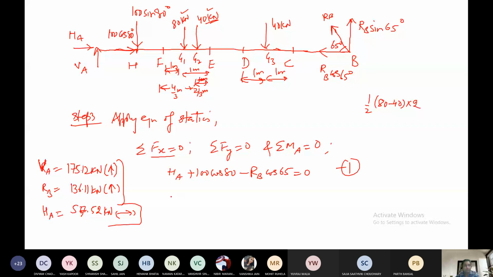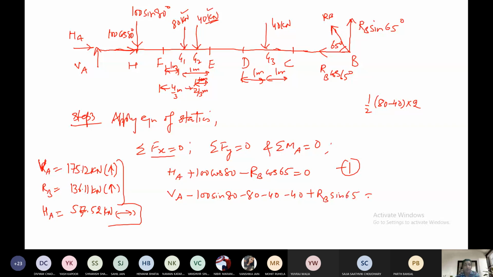Then for Fy, you can see what the different forces here are. VA minus 100 sin 80, then minus 80, then minus 40, minus 40, then plus RB sin 65. This is equation number 2.